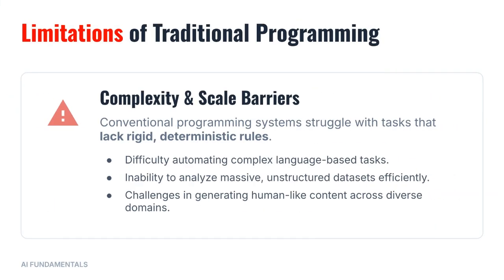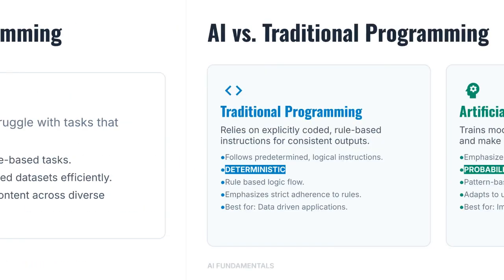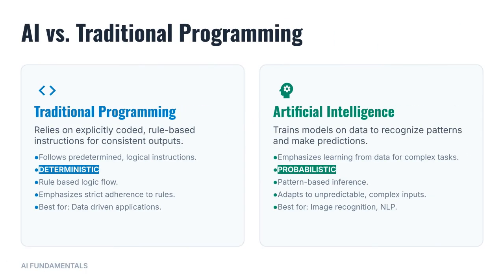Traditional programming systems face complexity and scale barriers, particularly with tasks that lack rigid, deterministic rules. They struggle with complex language-based tasks, unstructured data, and generating human-like content. Traditional programming is deterministic, relying on coded rules for consistent outputs. AI is probabilistic. It trains on data to recognize patterns and adapts to complex, unpredictable inputs, making it ideal for tasks like image recognition and NLP.